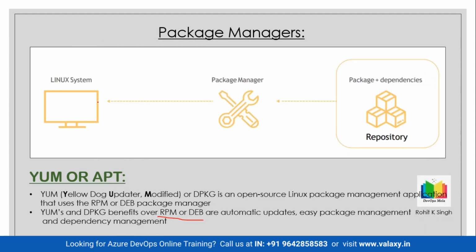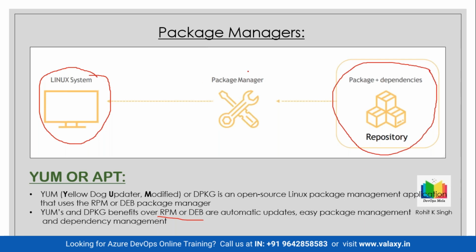This is what it is. You will have your Linux system. This is your package manager, package dependency and repositories. This is your package manager, your RPM and Debian. And on top of it, you will have a utility. This utility tool is nothing but apt, which I was using, and the other one, if you go to the Red Hat family, that is Yum.